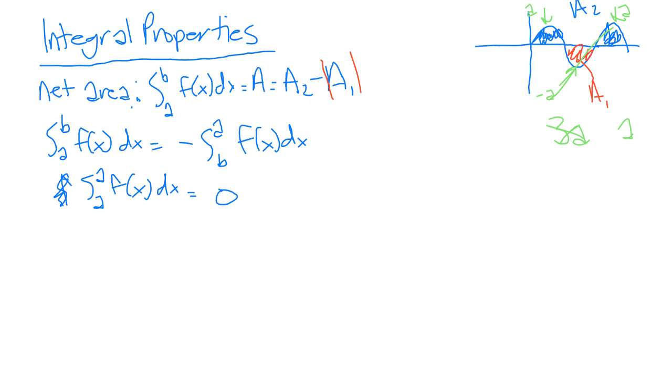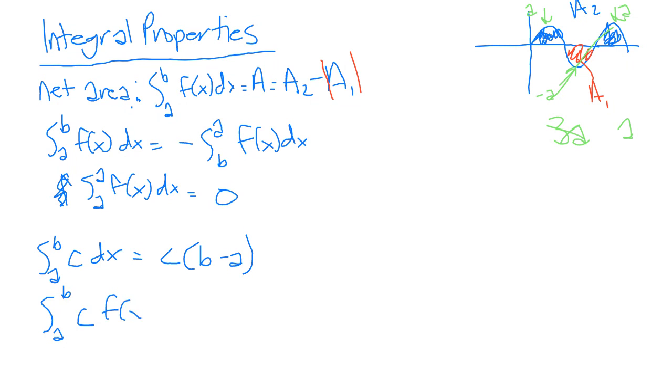All right, and then we lastly have just a few little basic ones about general properties of how to manipulate these. If we have a function that is just a constant, then that's going to be equal to c times b minus a. Then if we have a constant times a function, we can just pull out the constant.